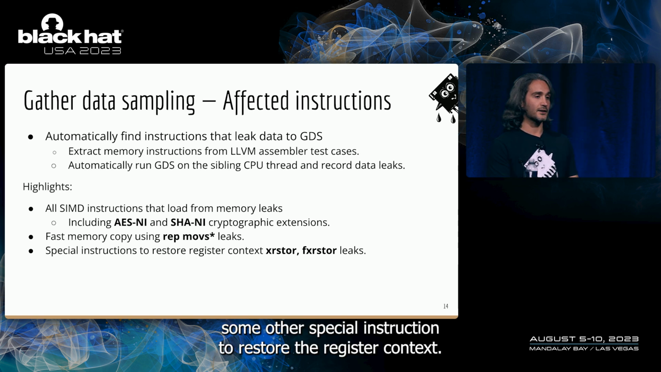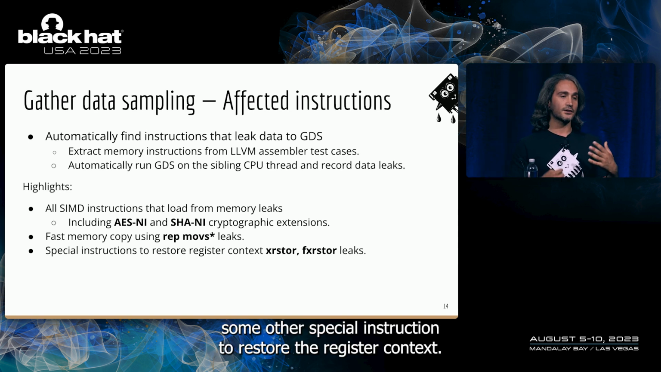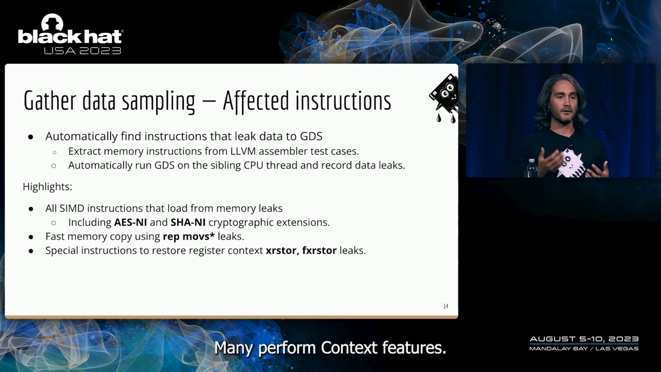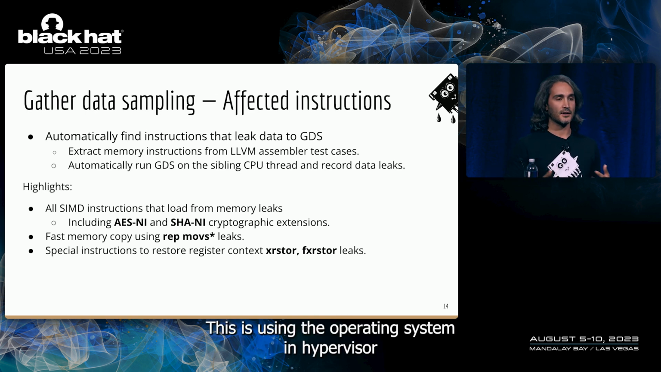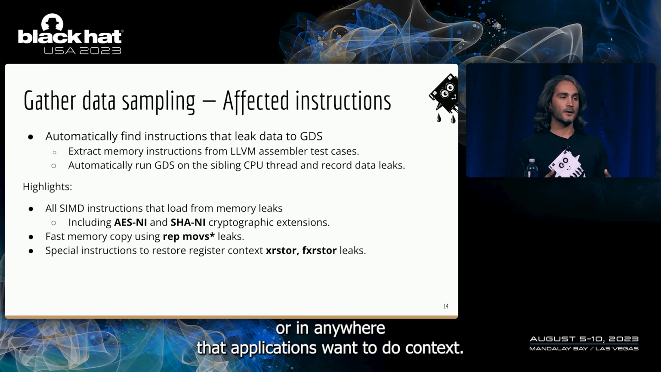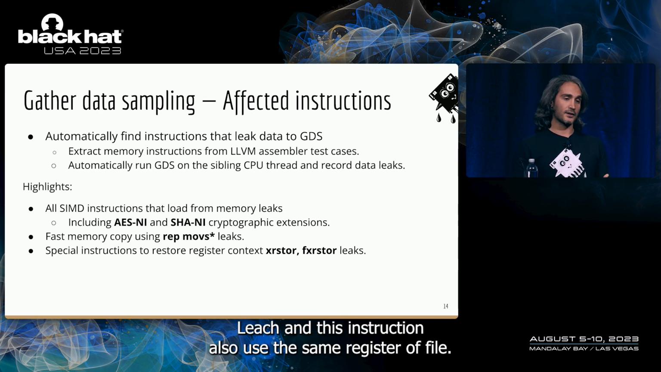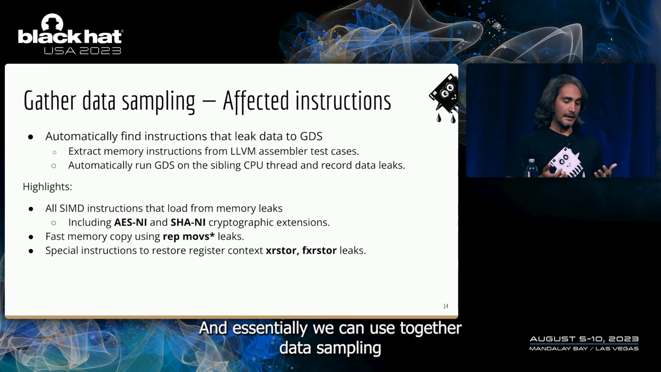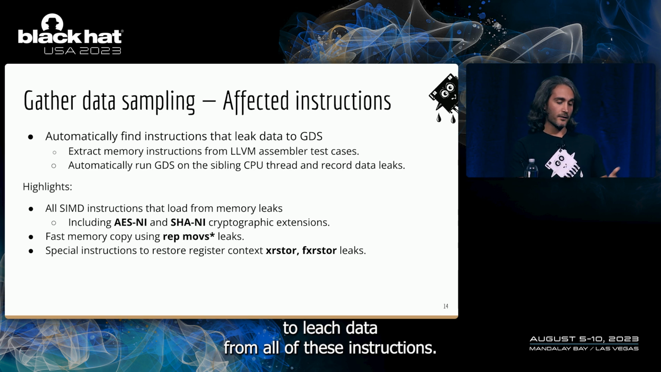And there are also some other special instructions to restore the register context when we perform context switches. This is used in the operating system, in the hypervisor, or anywhere that applications want to do a context switch. And this instruction also uses the same register file. And essentially, we can use gather data sampling to leak data from all of these instructions.